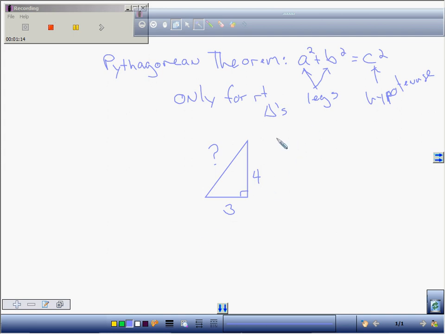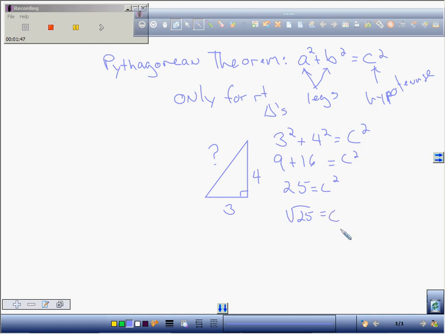Yes, Eric. Well, you're going to do 3 squared plus 4 squared equals c squared. And then what are you going to do? 9 plus 16 equals c squared, which equals 25. 25 equals c squared. And then, square root of 25. So you take the square root of 25, and that's equal to c. So c equals 5.